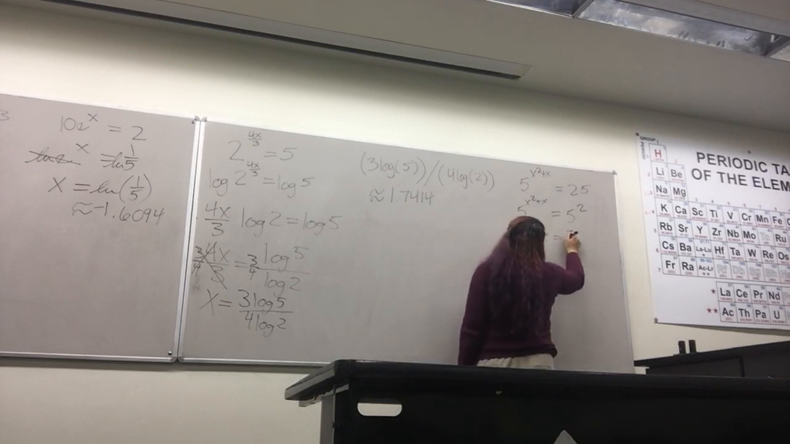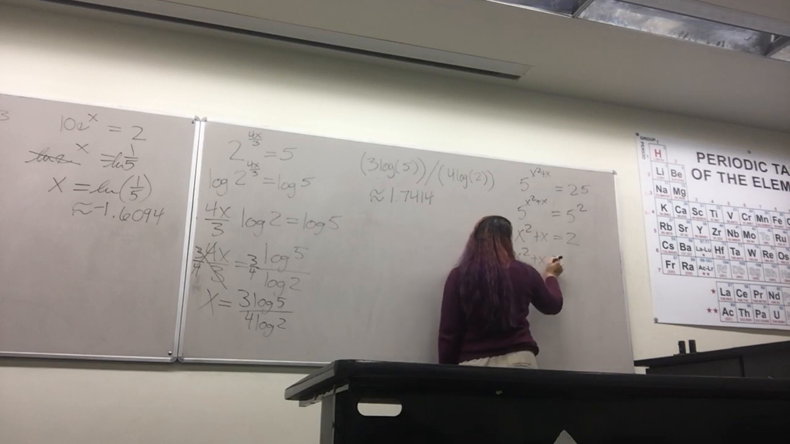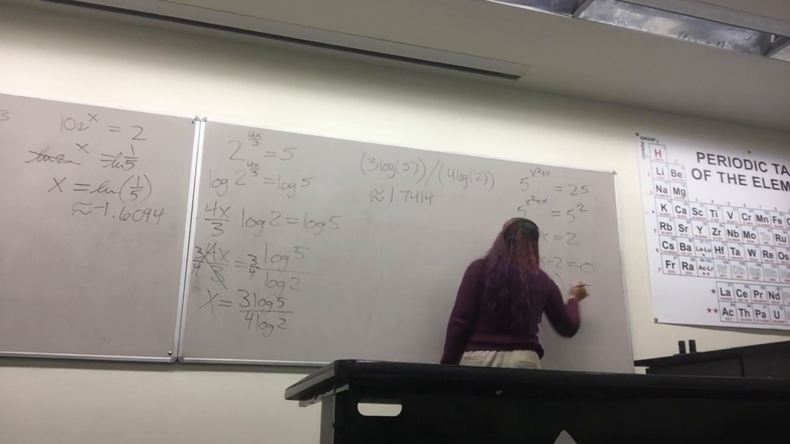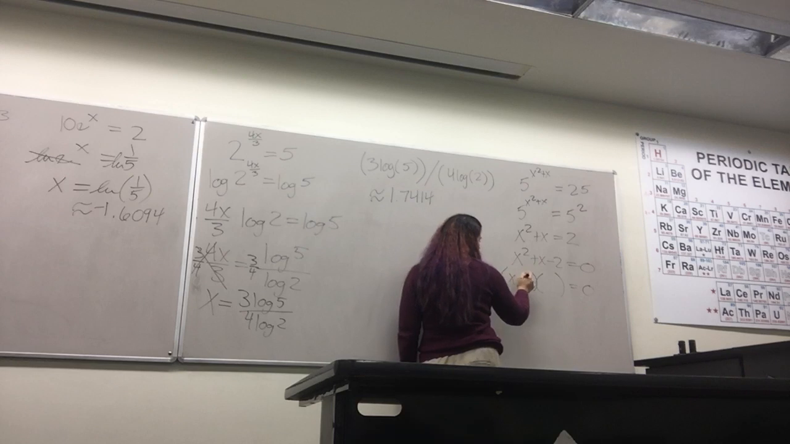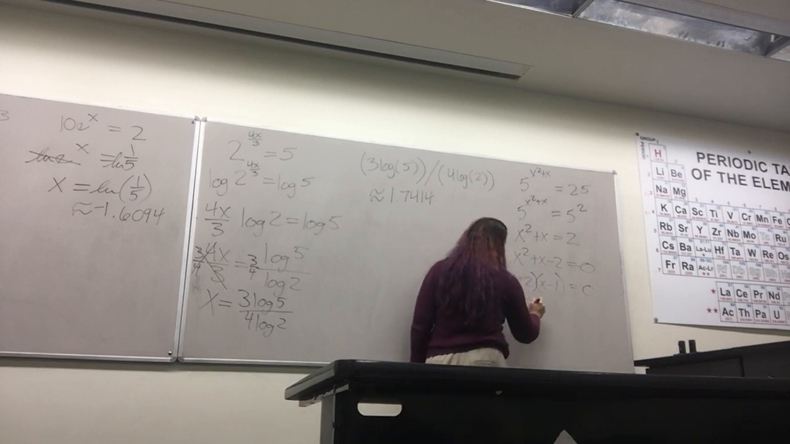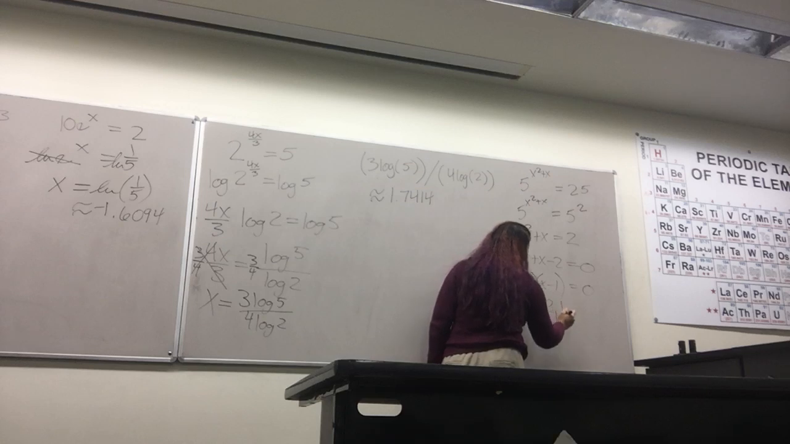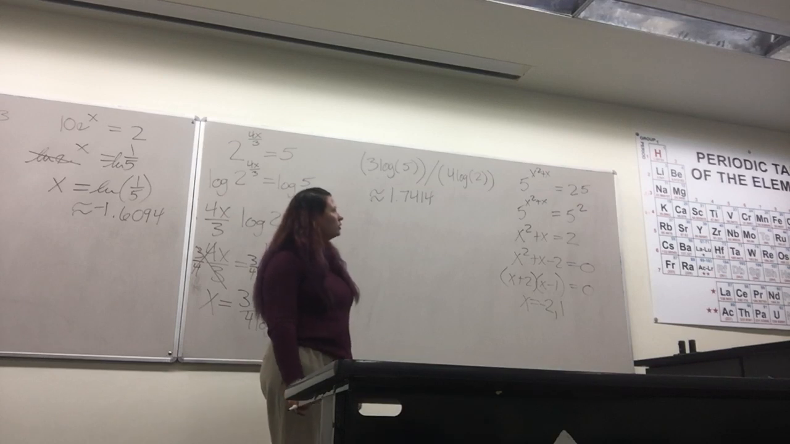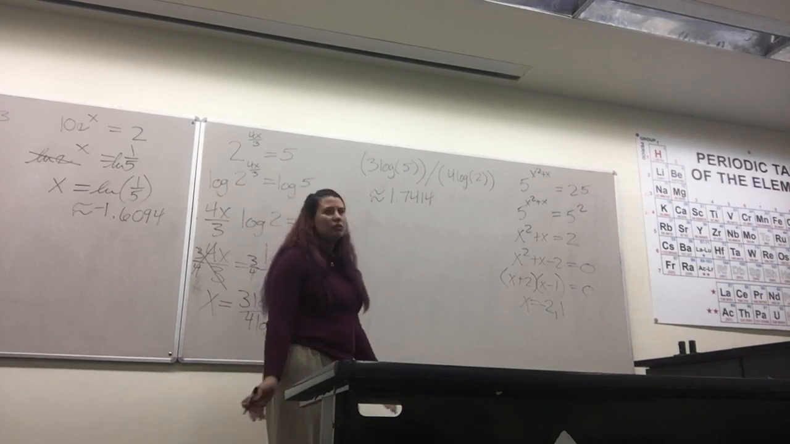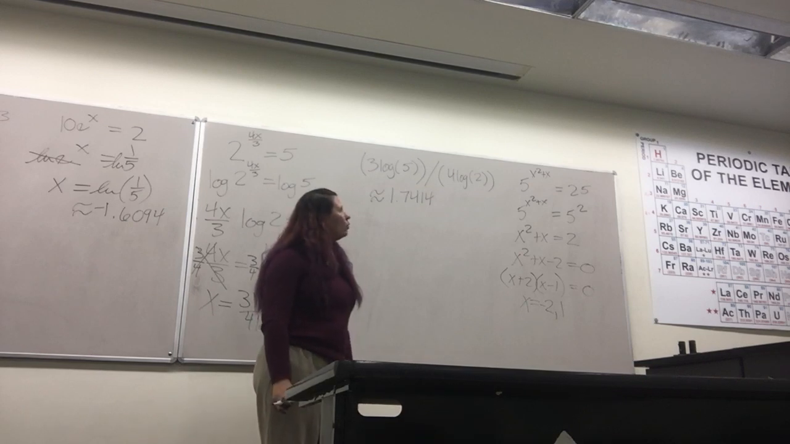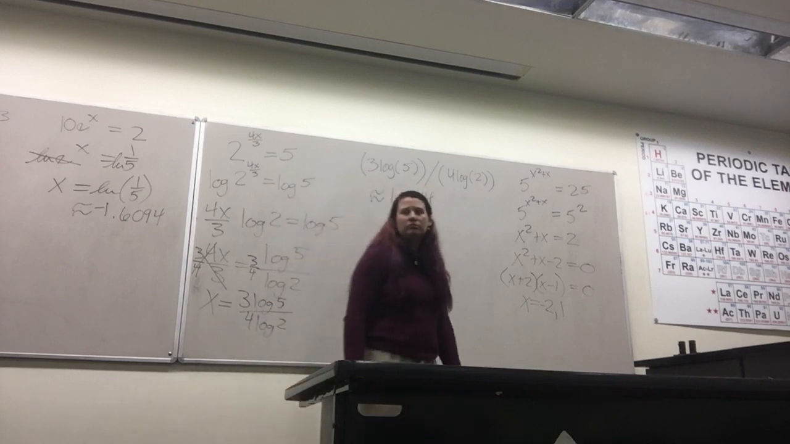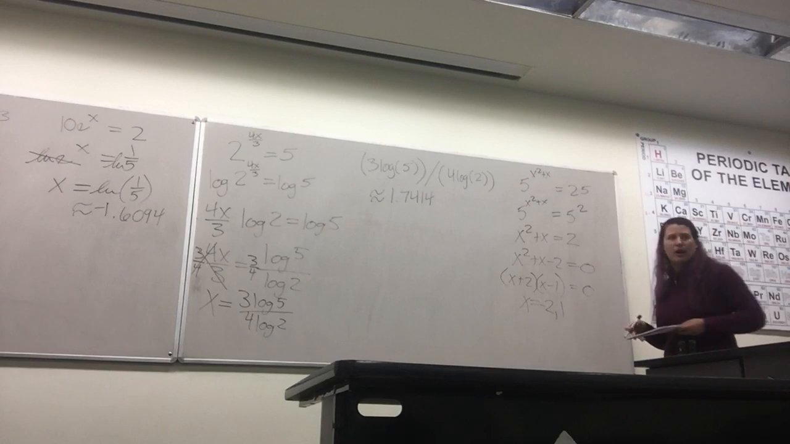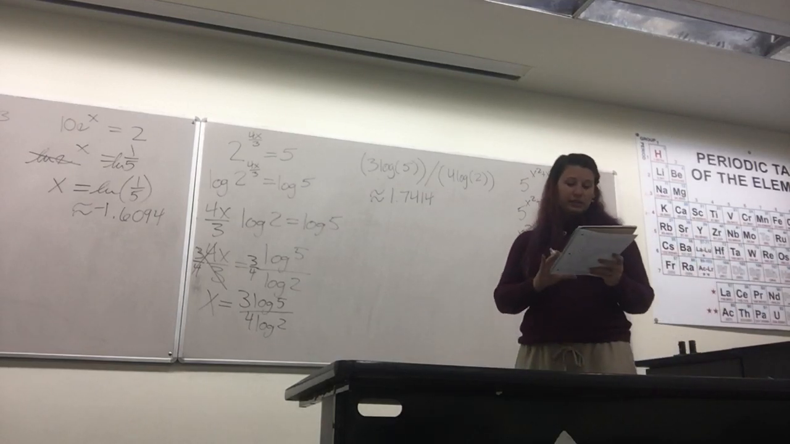X squared plus x equals 2. So x squared plus x minus 2 equals 0. How does that factor? X plus 2 and x minus 1. So then x equals negative 2 and positive 1. And they both work. If we plug in negative 2, squared is 4, minus 2 is 2. That's 25. Plug in 1, squared is 1, plus 1 is 2. Okay? So don't forget our old methods just because we came up with the new fancy log way. The old way still works.